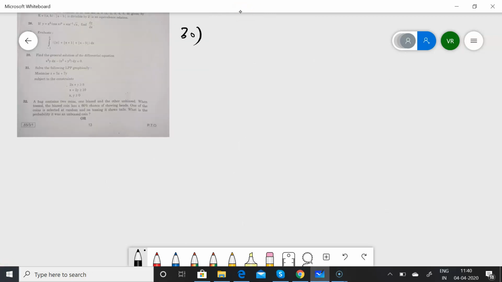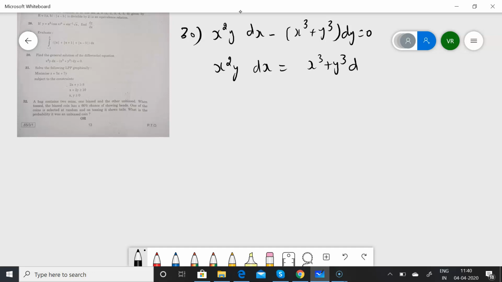The 30th question. Find the general solution for the differential equation x squared y dx minus (x cubed plus y cubed) dy equals 0. Now I can write this as x squared y dx is equal to (x cubed plus y cubed) dy, therefore dx by dy is equal to x cubed plus y cubed divided by x squared y.